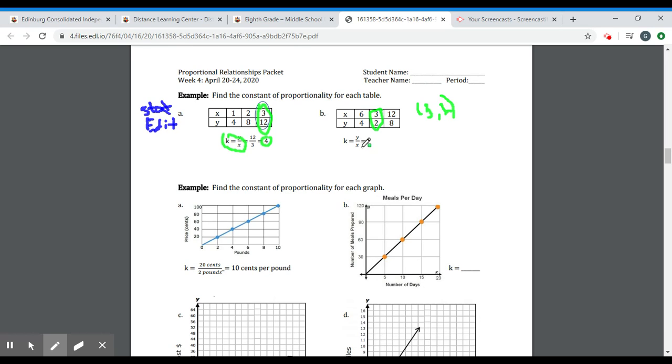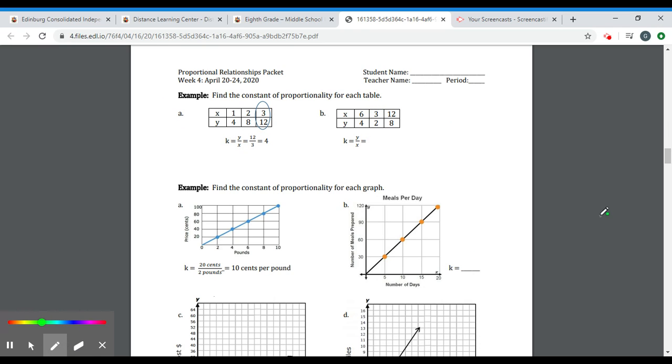So I want y over x. Well, my y is 2. My x is 3. So it's 2 over 3. And this is already in its simplest form. So my constant of proportionality is 2/3. That's it. If we're working from a table and we know it's proportional, this is all we're doing. Just make sure that whichever ordered pair you choose, that you're inputting it correctly. The y over the x. And that's it. Good.